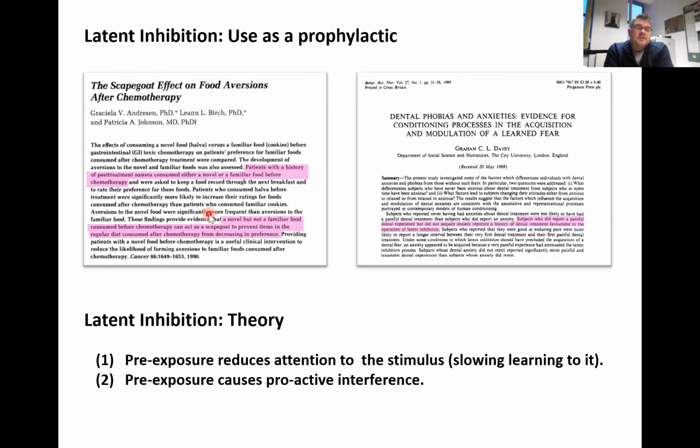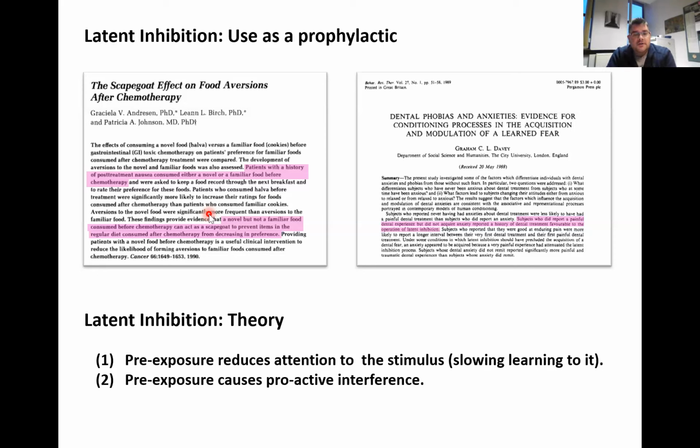There are probably about as many theories of latent inhibition as there are people investigating latent inhibition. But generally speaking, there are two clumps of theory that permit us to explain it. On the one hand, there are attentional theories, and these suggest that pre-exposing a stimulus, that is to say, making it familiar through mere exposure, reduces the amount of attention that is paid to that stimulus. And that has a consequence of subsequently slowing learning to it. You're more likely to learn about a stimulus if you're attending to it.